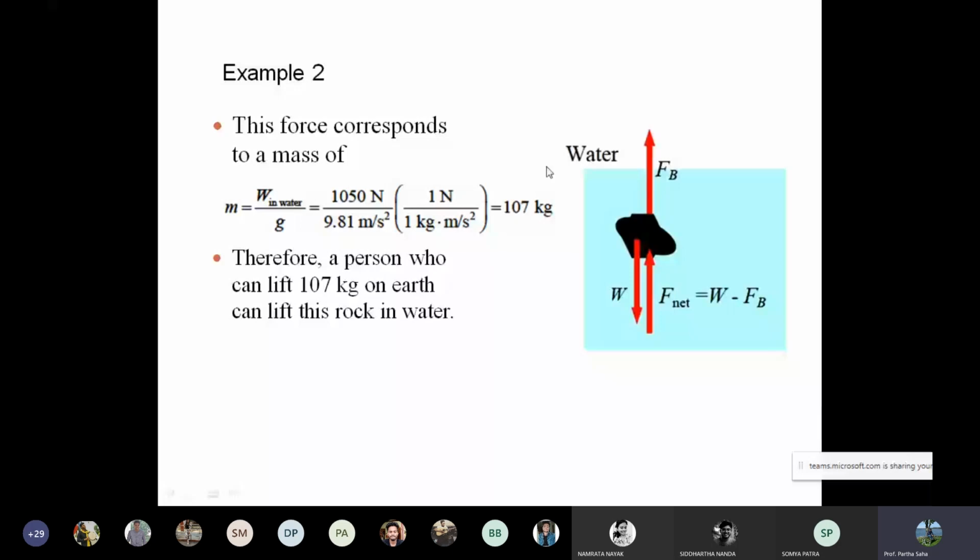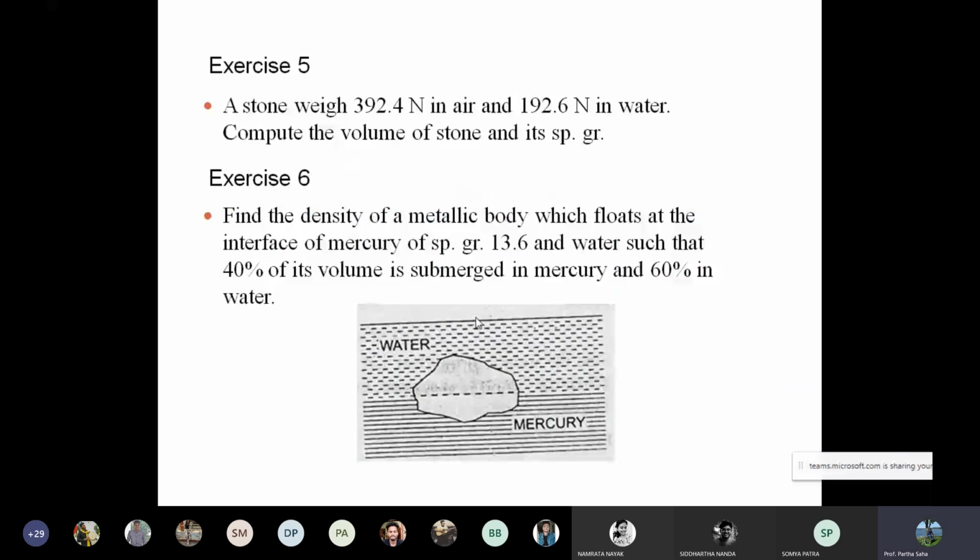So therefore, a person who can lift it has to have a weight of 107 kg. That is feasible, right? A person can have a weight of 107 kg. So a man with a weight of 107 kg can easily lift the rock. These are the two examples, 5 and 6, I have given here. You must solve this example when you get a chance, for your homework. This has to be solved by all the students.